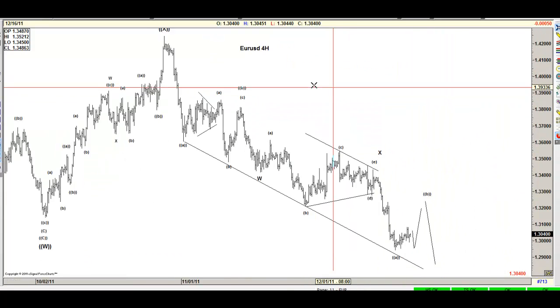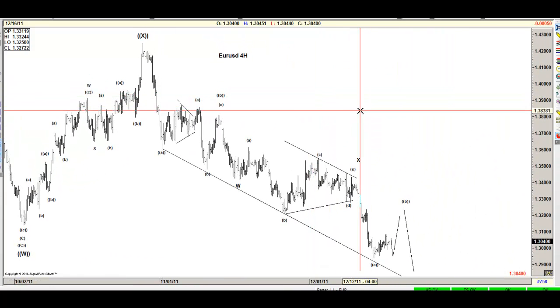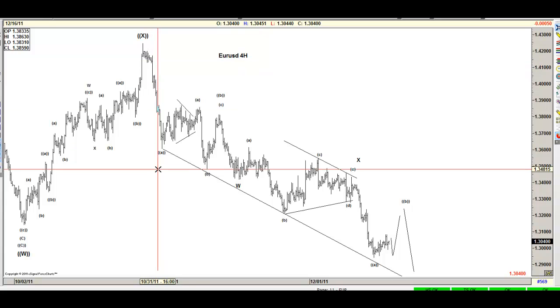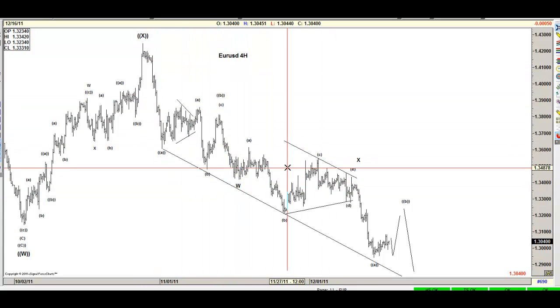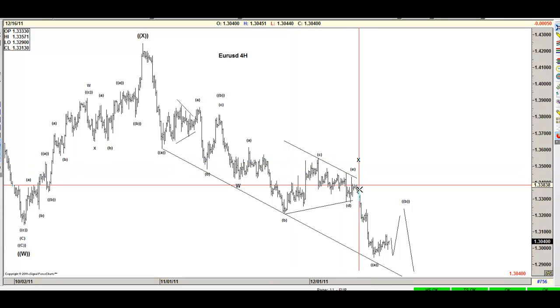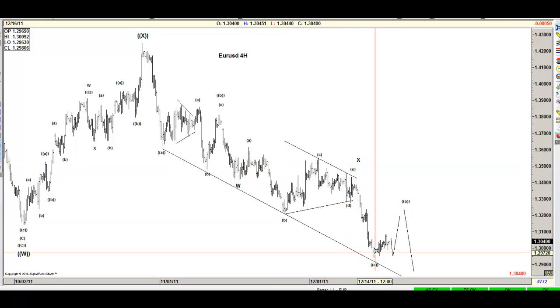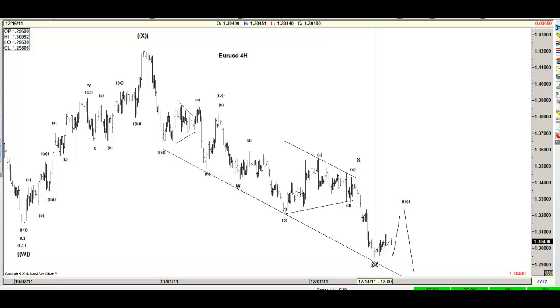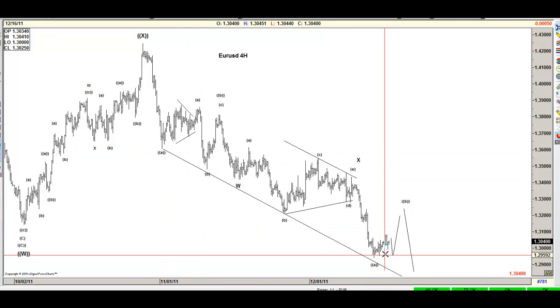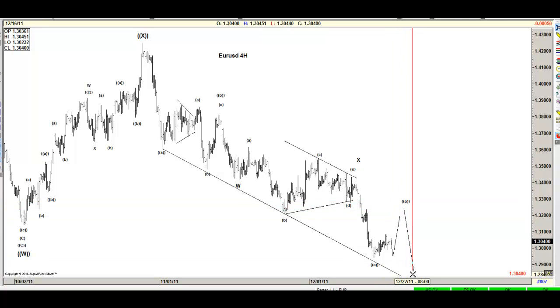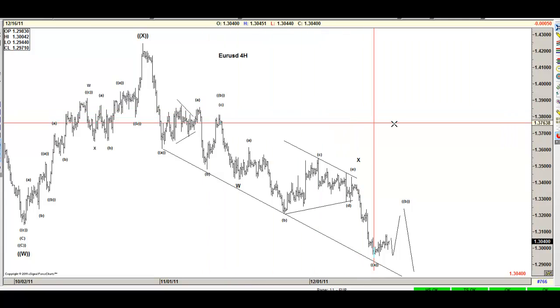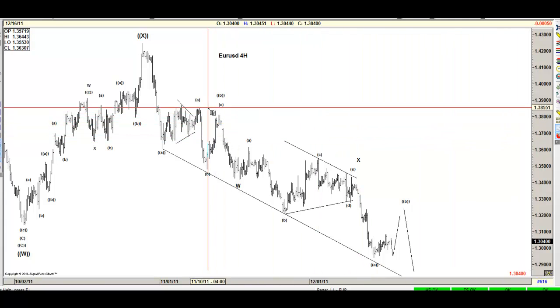This one allows a bigger bounce. Why? Because we have A, B, C, W, triangle B or X, and then a thrust for the triangle to complete A. This A is equal to this one, and then three ways back, B to around 132, 133, and lower again. Now, another scenario is as follows.